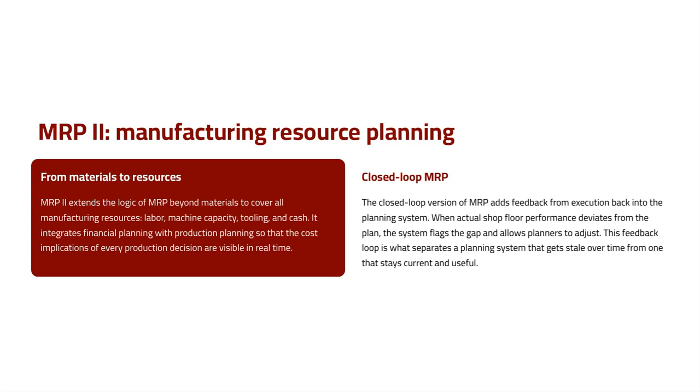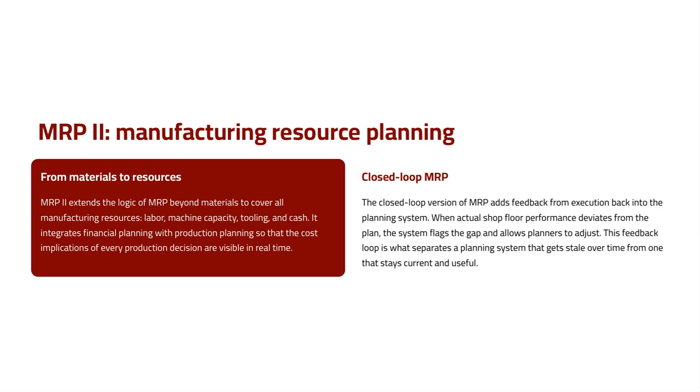MRP2, or Manufacturing Resource Planning, takes the idea of traditional MRP and expands it significantly. Instead of focusing only on materials, it incorporates all manufacturing resources like labor, machine capacity, tooling, and cash. This integration allows financial planning to work hand in hand with production planning, making the cost implications of every decision visible instantly.